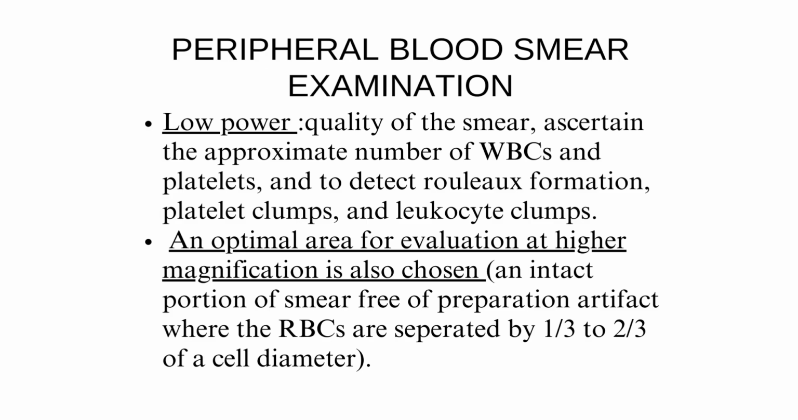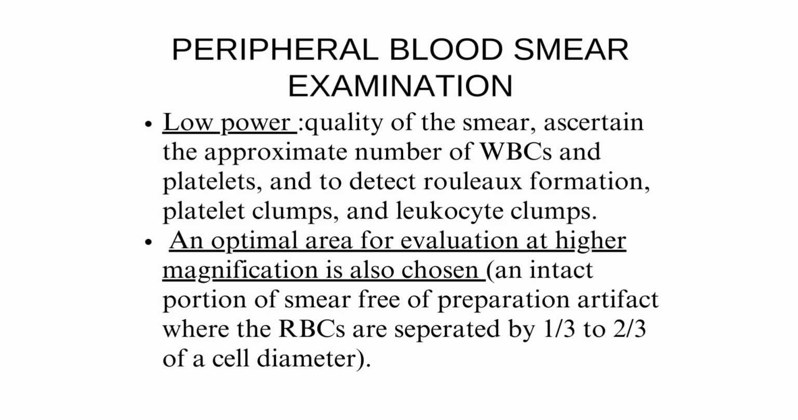We don't count it on this power usually, but we want to establish if it is more towards the normal side or abnormal side. So for example, if a patient has leukemia and the number of WBCs is extremely high, you will be able to tell at low power. Or if the number of platelets is too low or too high, or clumps are seen, that you can see on the low power. So we can see rouleaux formation as well as clumps, and leukocyte clumps or platelet clumps, both you can see on low power.